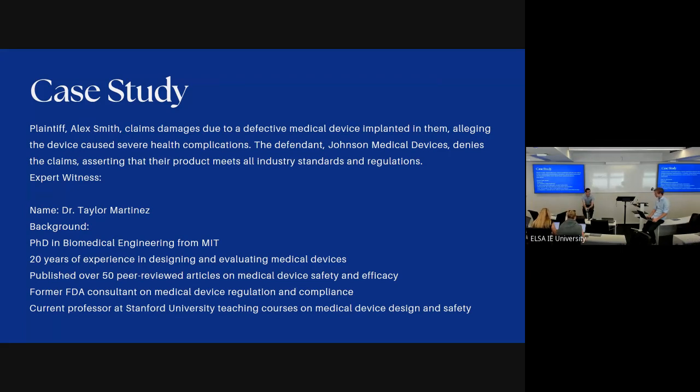Can you state your occupation? Yes, I am a biomedical engineer, and I work for Johnson Medical Devices. Can you outline your educational background? Yes, I have 20 years of experience, most of that as a professorship at Stanford University. I teach courses on medical device design and safety. I've also published a few. What courses did you teach at Stanford? I teach specifically on medical device design and safety as a 6,000 level course.